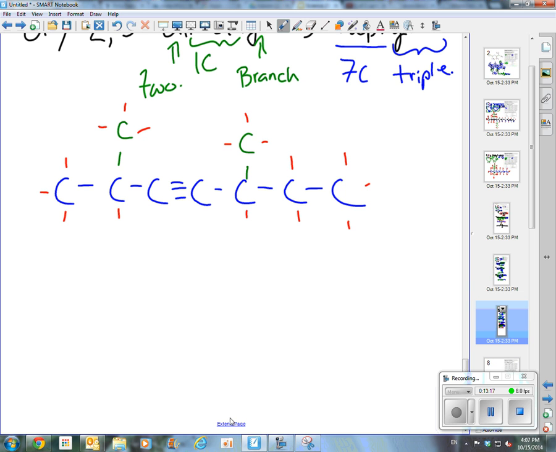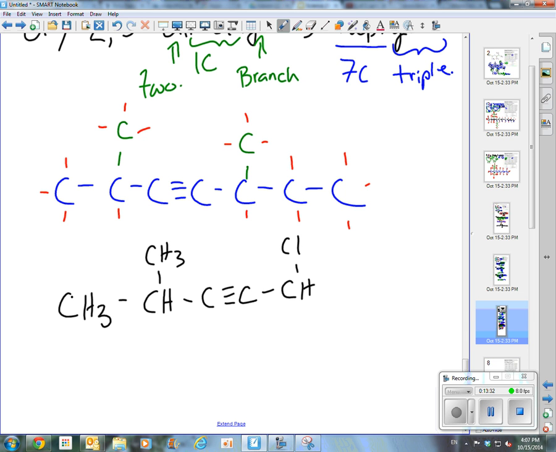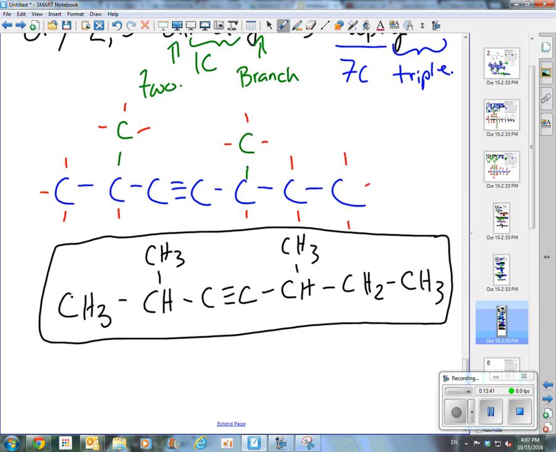So then when I write the condensed structural formula here, I have CH3, CH3, bound to a carbon that is triple bound to another carbon, carbon hydrogen, CH3, and then I have CH2 and CH3. So that there is the correct structural formula for 2,5-dimethyl-3-heptyne. All right, so with that, that is a quick little lesson here for naming branched alkenes and alkynes.